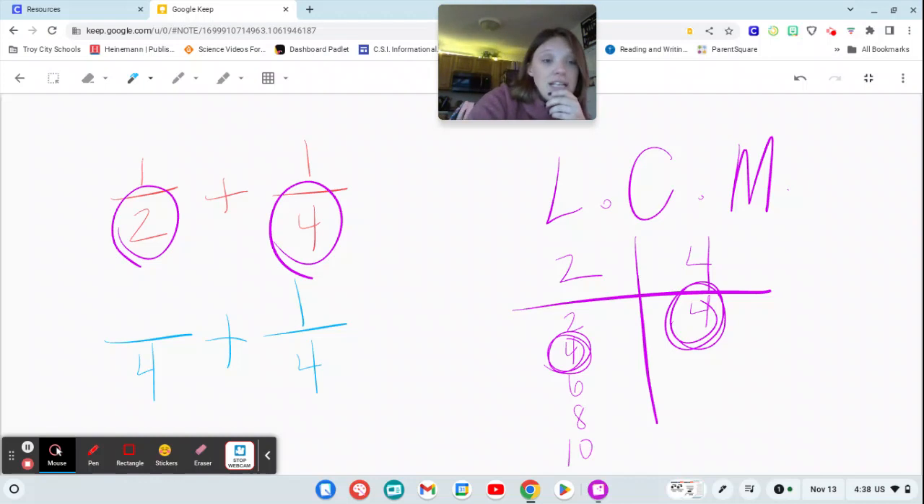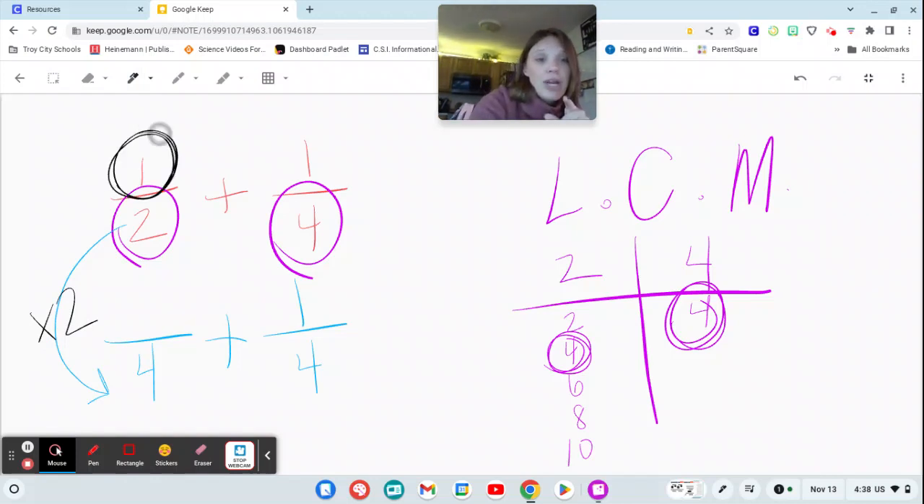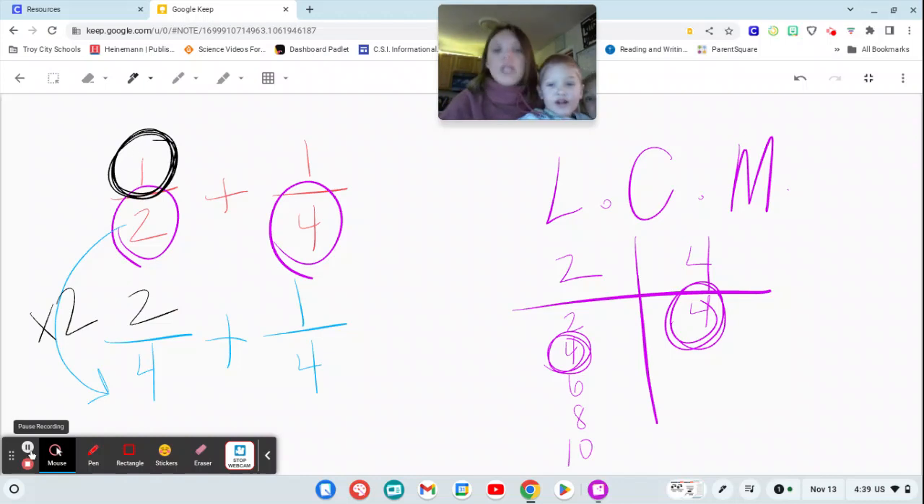So how this process goes is I'm going to ask myself, how did I get from 2 to 4? Well, I know that 2 times 2 is 4. Whatever you do to the denominator, you have to do to the numerator, which in this case is a 1. I'll multiply 1 times 2, which equals 2. I now have my equivalent fraction of 2/4, which when you add the total, 2/4 plus 1/4 equals 3/4.